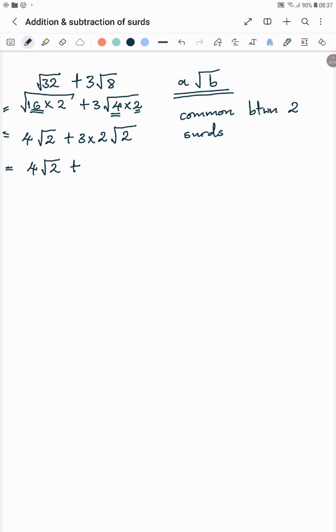We multiply 3 times 2 and we get 6 root 2, and our final answer would be, just because both of these surds are in terms of root 2, it means we can add the numbers before the root. So 4 plus 6, we get 10, and our answer will be 10 root 2.